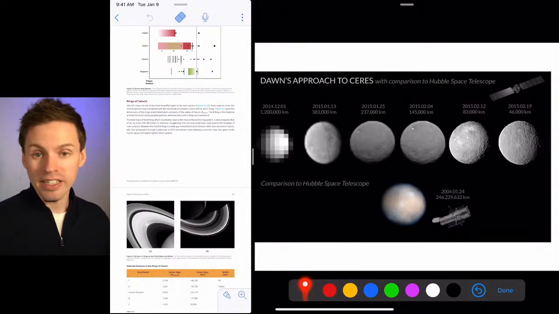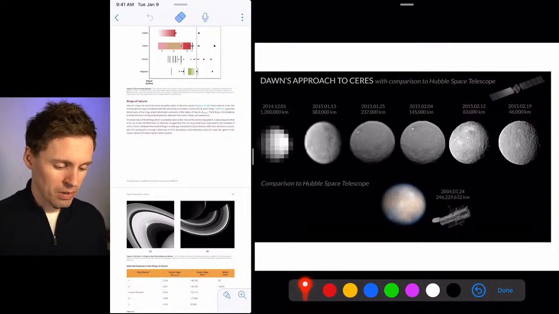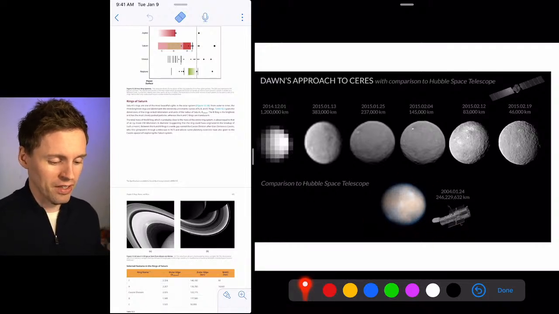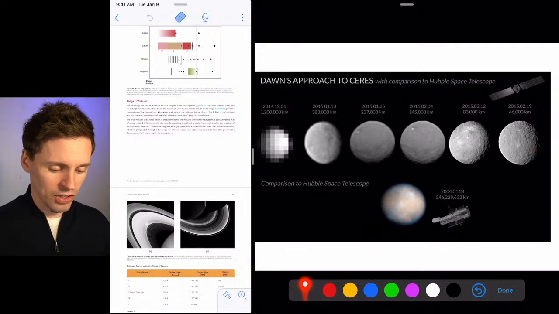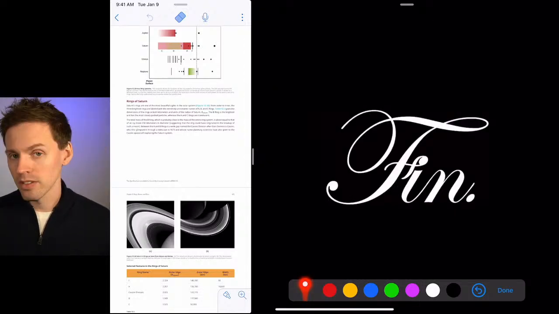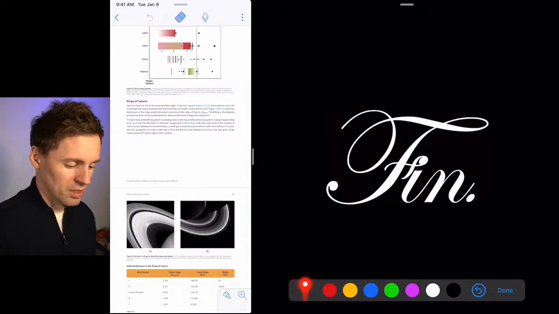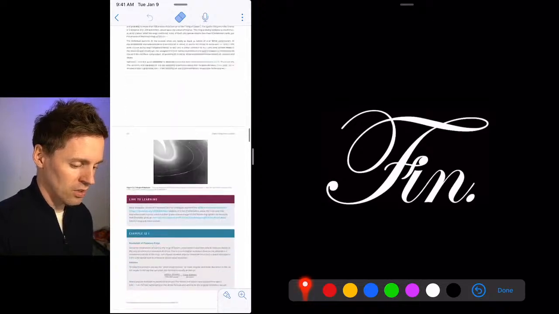Okay, this is Ceres, a dwarf planet in the asteroid belt. This was Hubble's picture of it, and then we sent a spacecraft to it to check it out. That's it. Pretty cool, though. All the ring systems, all the different stuff in our solar system.